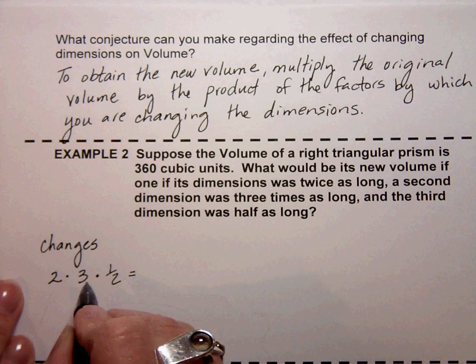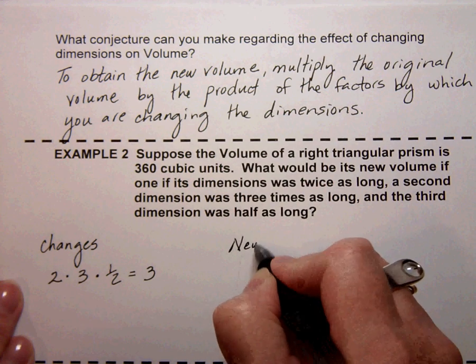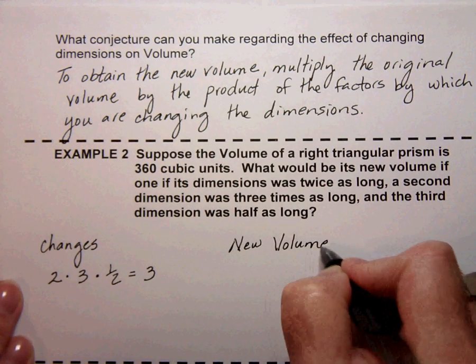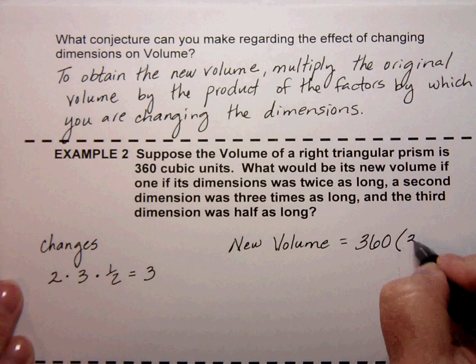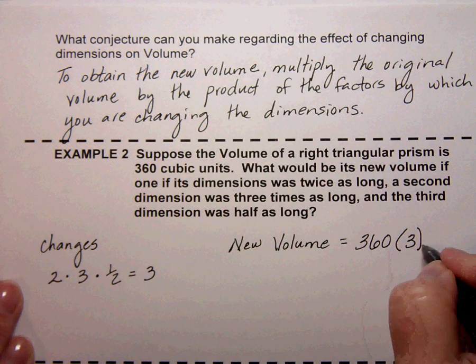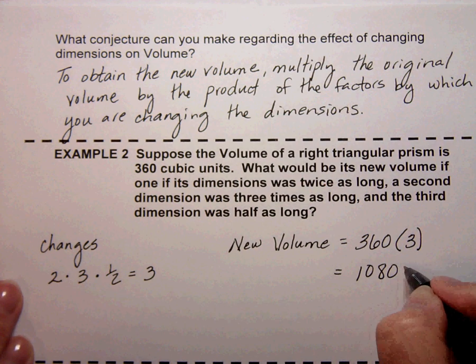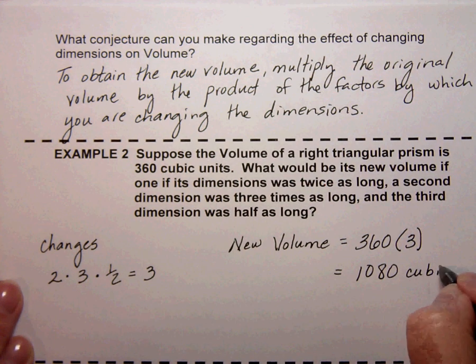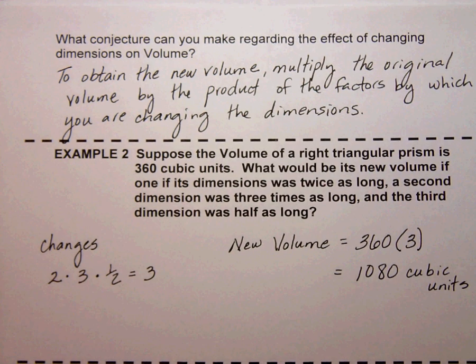So if you multiplied 6 times a half, that would give you 3. So you take what your new volume would be, what the old volume was, the original volume, times that product of changes. So this gives us our new volume. So that would be 1,080 cubic units. So you really just look at the change in all the dimensions and multiply those to find your factor that's going to make your new volume.